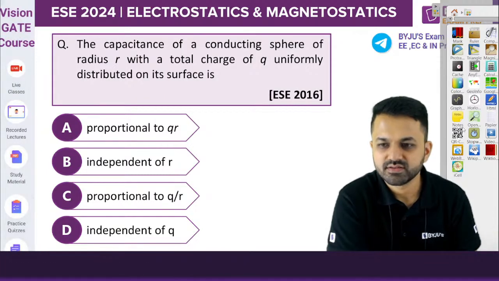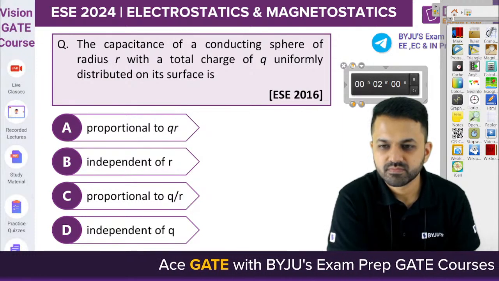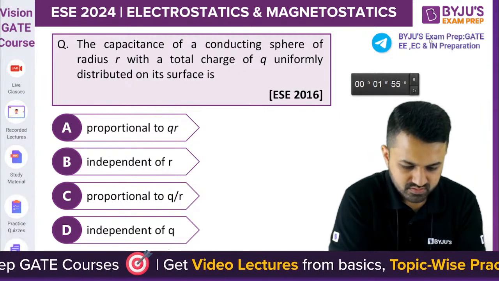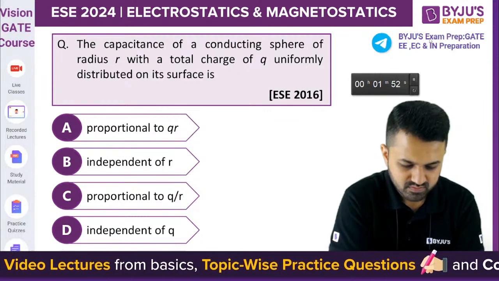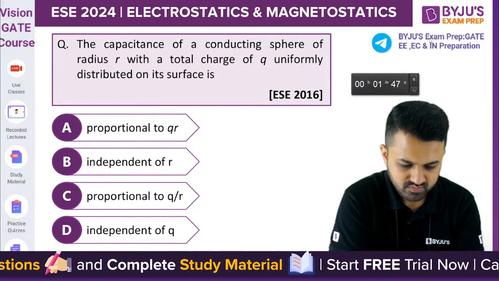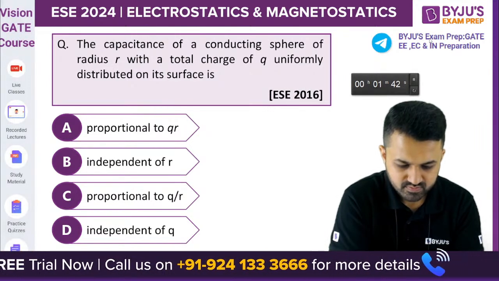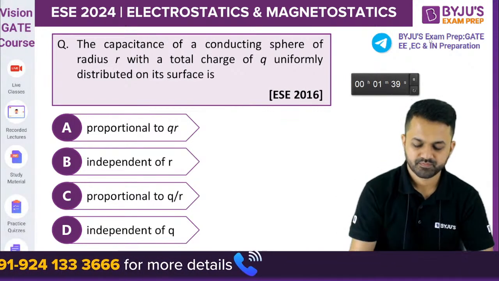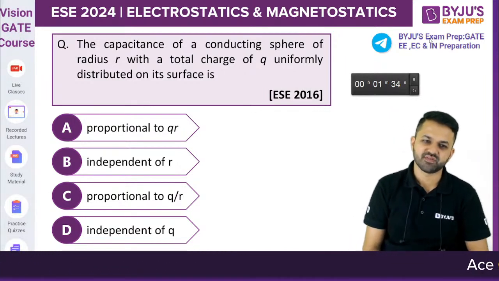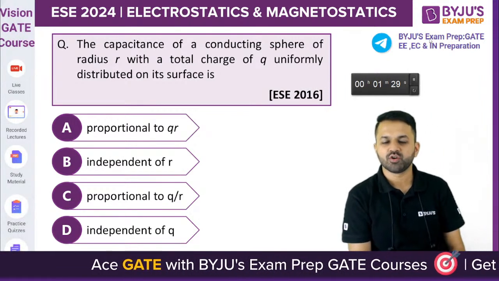Now answer this one. The capacitance of a conducting sphere of radius r with the total charge of q uniformly distributed on its surface.